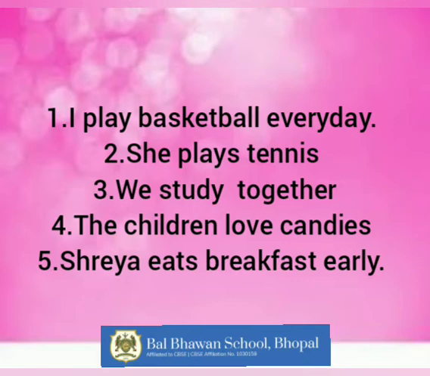Children, just notice the verbs given in these sentences. See, with I, we have not added any s or es to the verb play. With she, we have added s to the verb play. With the pronoun we, we have not added any s or es to the verb. The children, it's a plural noun, therefore we have not added any s or es to the verb. Shreya is a singular noun, so we have added s to the verb eat to make it singular.